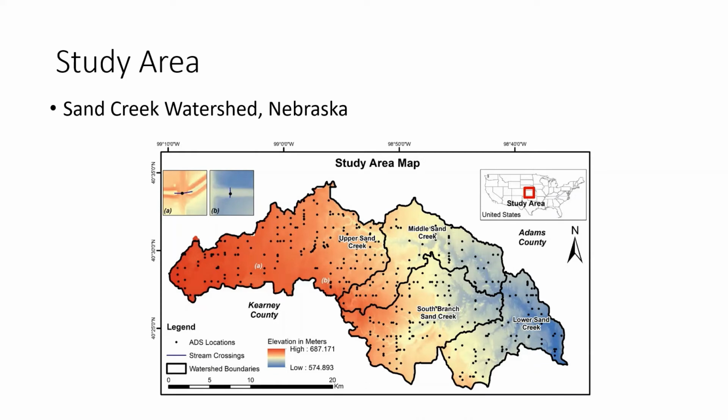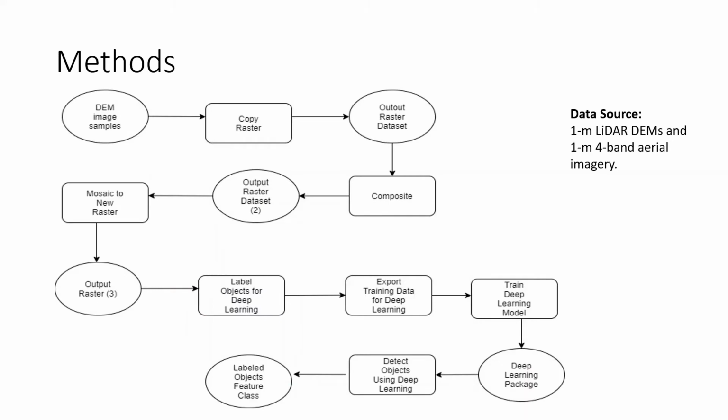The study area for this project focused on the Sand Creek watershed in Nebraska, but the later part of the study will use Illinois also as a study area. So this slide shows the general workflow of the deep learning model. DEM data needed to undergo pre-processing in order to conform to the input requirements for the deep learning model. And these requirements are that the input should have a bit depth of 8 bits and have 3 bands.